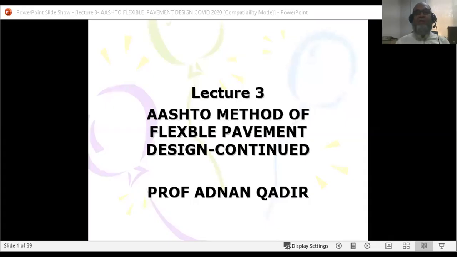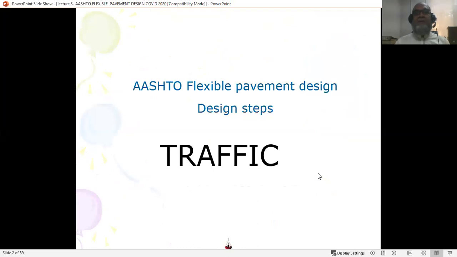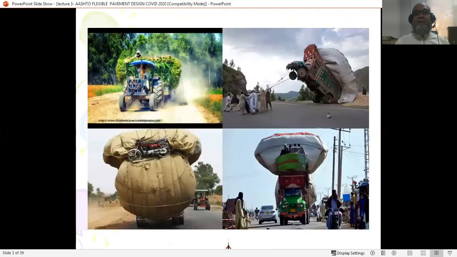Today we will continue our discussion on how to design a pavement using the H2 method. Now, the third parameter and the important parameter for flexible pavement design is the traffic. Now, you can understand why it is very important to know the amount of traffic load that is being experienced by our roads.